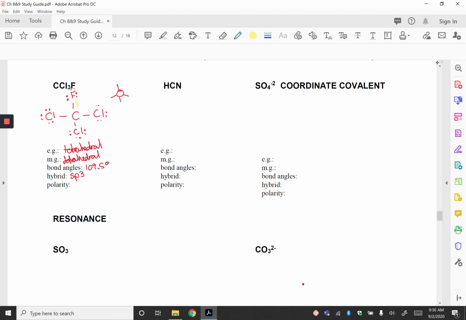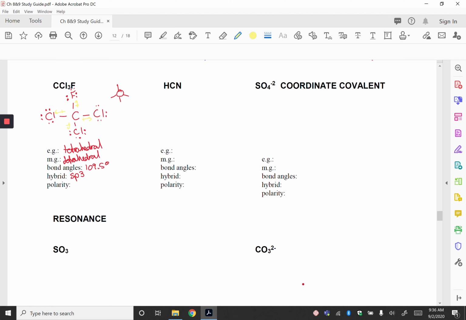Fluorine is more electronegative than carbon. Chlorines are also more electronegative than carbon. And so those electrons are being pulled in all equal directions, correct? So you would think they cancel each other out. And if this was a chlorine, they would all cancel each other out.